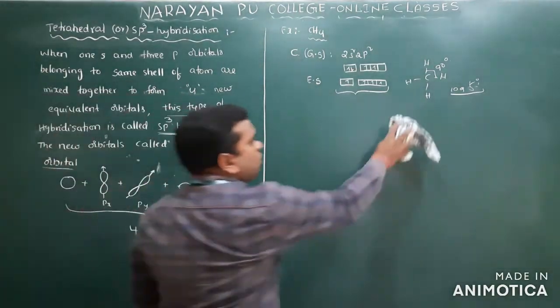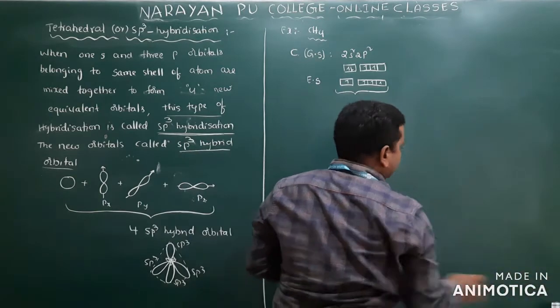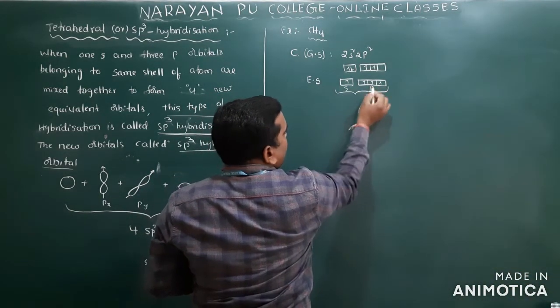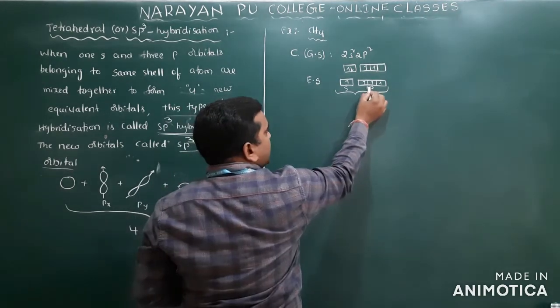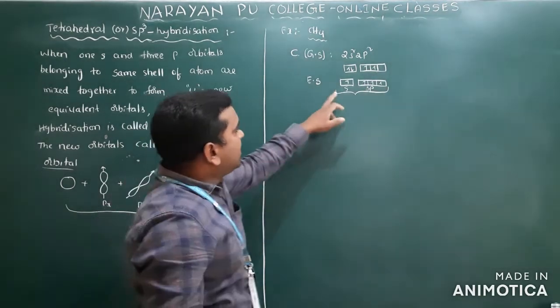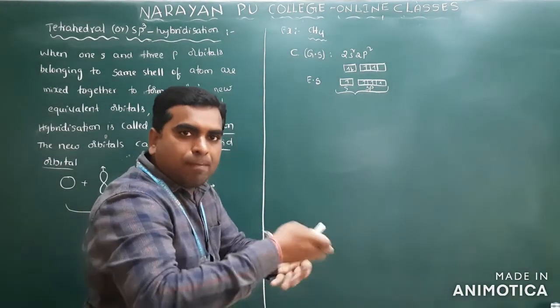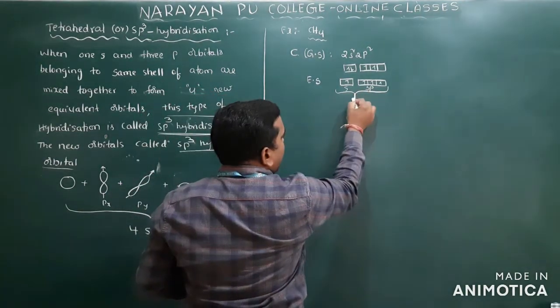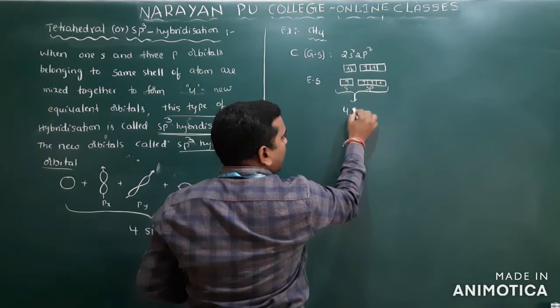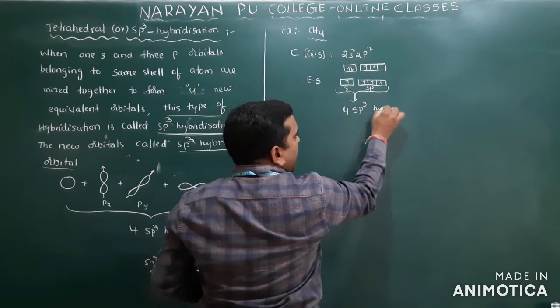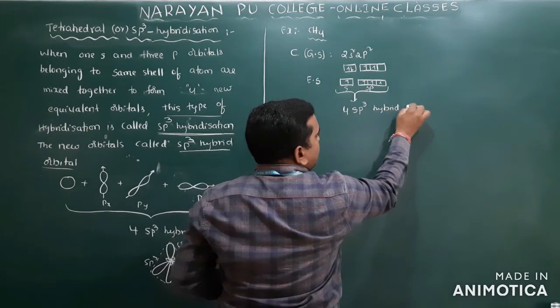So we have to take which one? Hybrid orbitals. So that's why, and these 4: 1s, and here how many p orbitals are there? 3 p orbitals are there. And this 1s orbital and 3 p orbitals undergo mixing or combination, and it gives how many orbitals? Now 4, yes, 1s and 3 p orbitals give 4 sp3 hybrid orbitals.